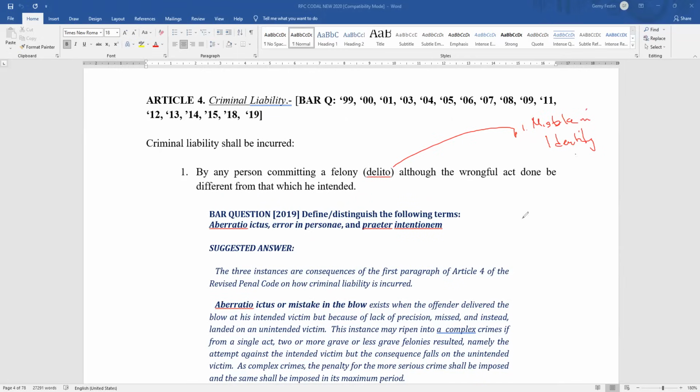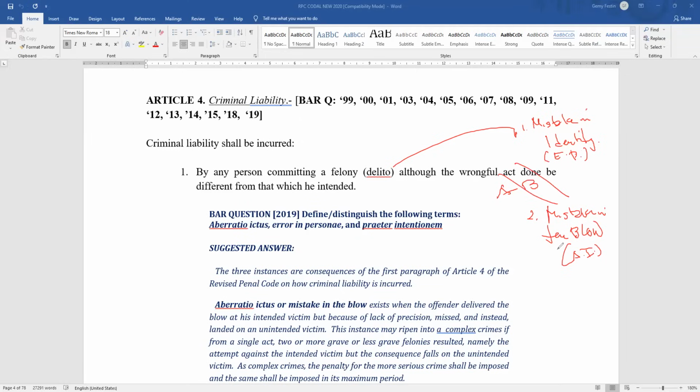Mistake in identity, tatandaan nyo yan para hindi kayo malito with mistake in the blow. Mistake in identity is error in personae. Mistake in the blow is aberratio. Now, remember that there are two persons only at the scene of the crime. Si A saka si B.